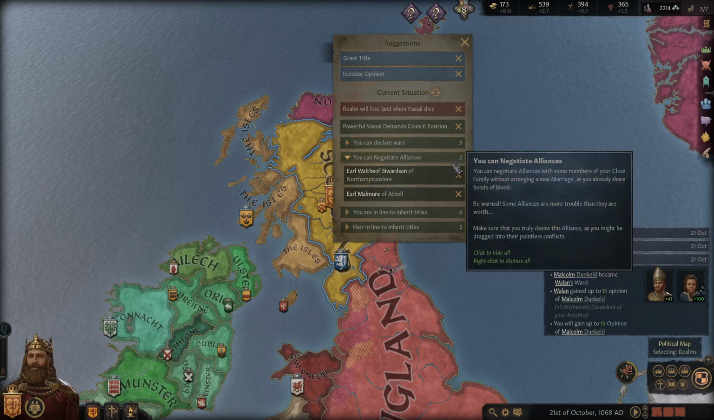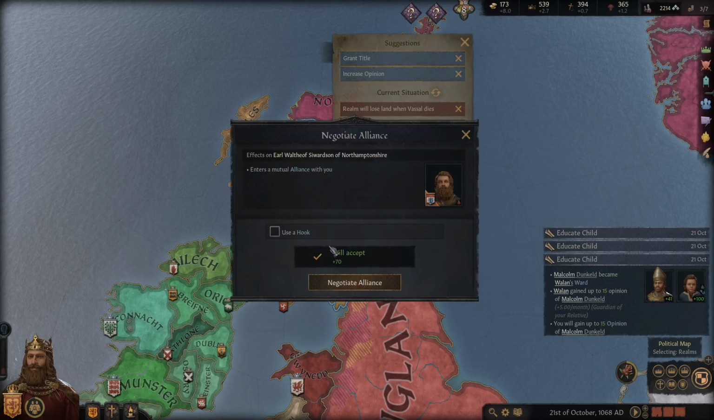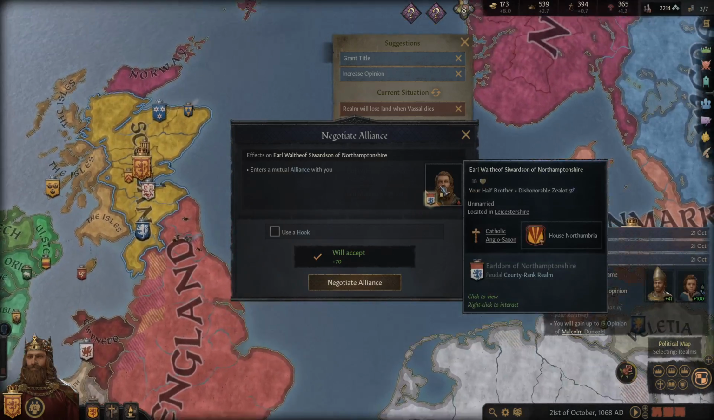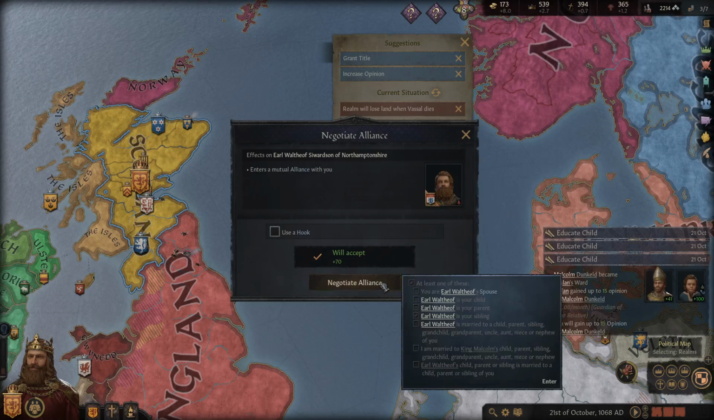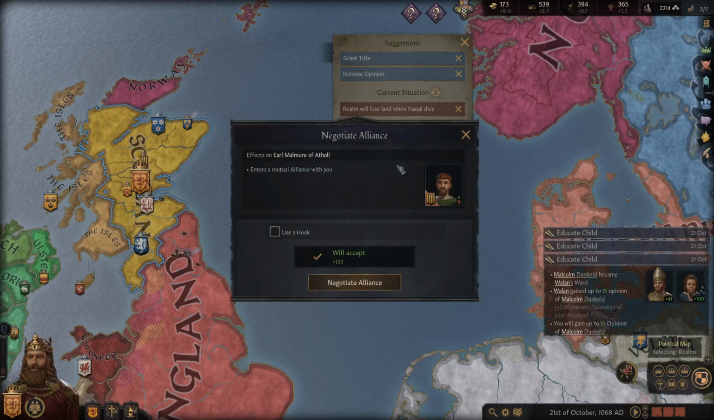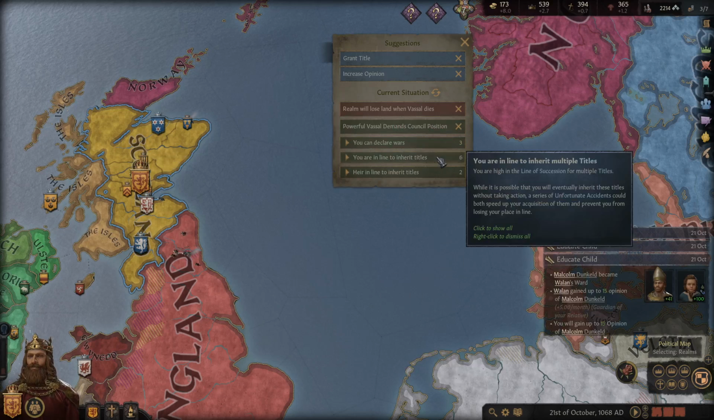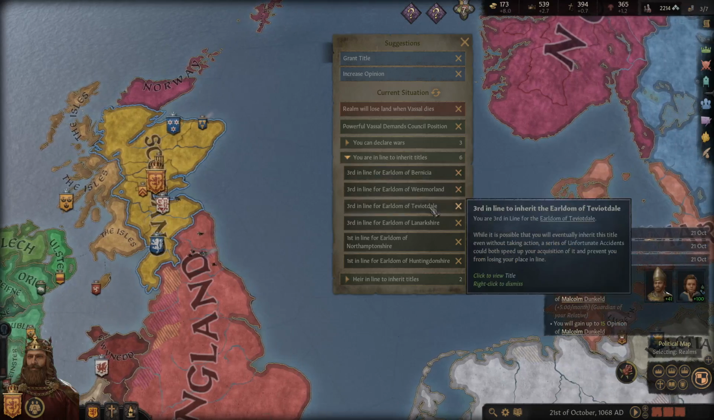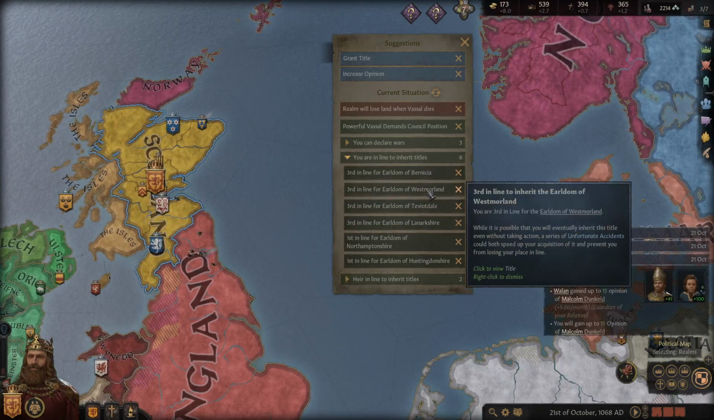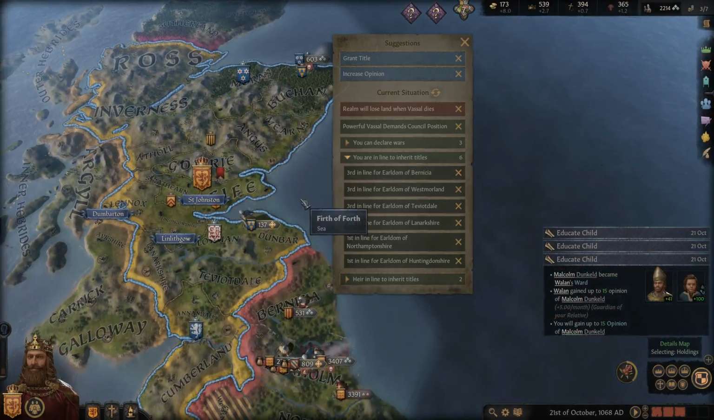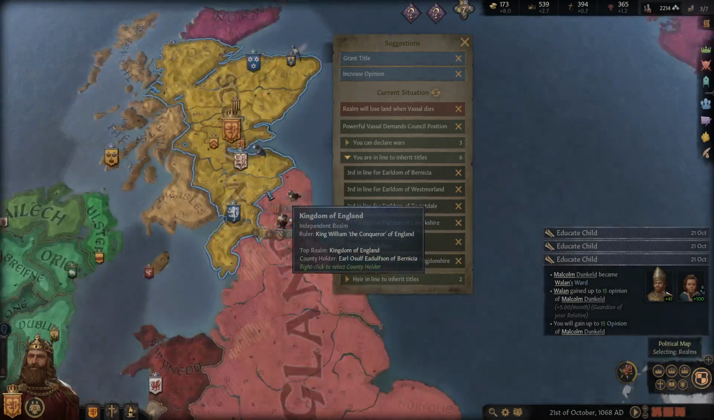Okay, we can negotiate some alliances here. Northamptonshire, my half-brother. Yeah, get him where we can. Okay. Alright. I'm in line to inherit some titles, such as the Earldom of Bernicia. So, which is Bernicia? I don't know. Yeah, okay, these are the areas over here.